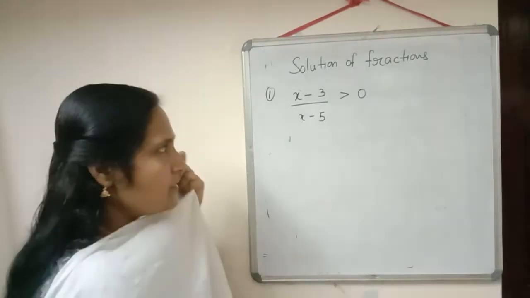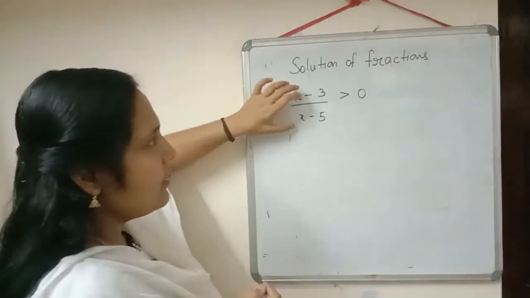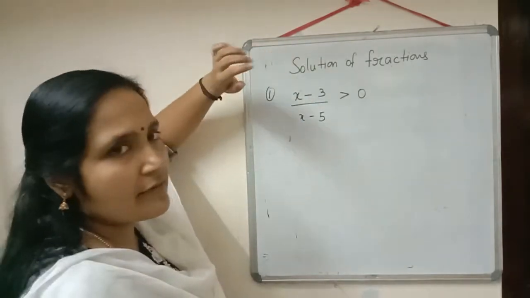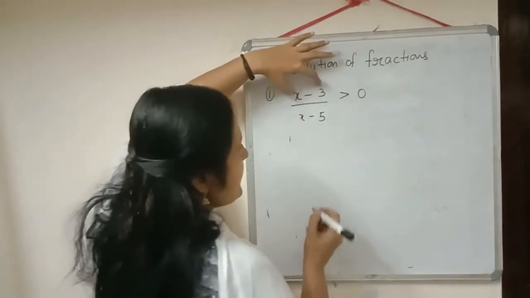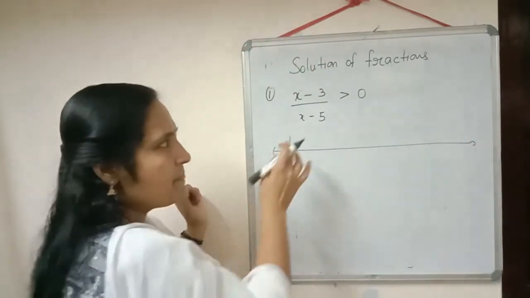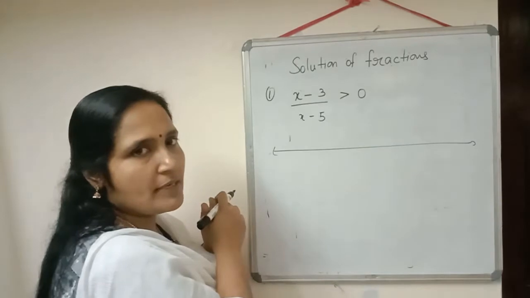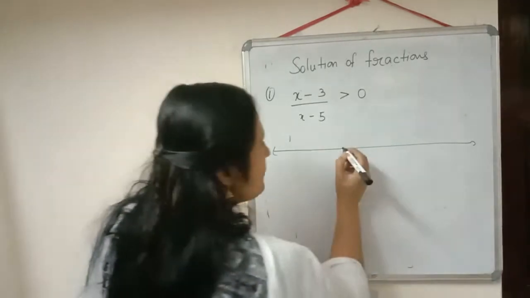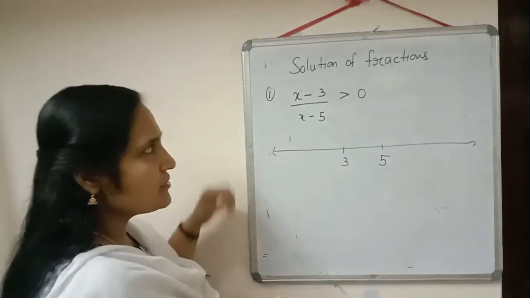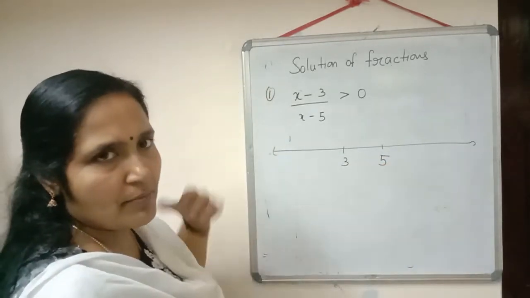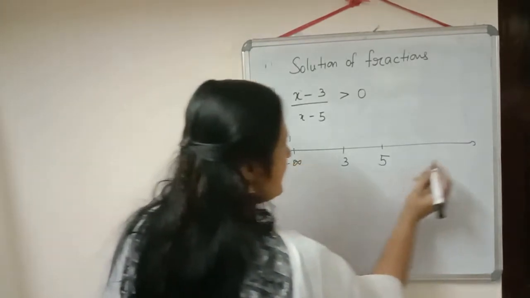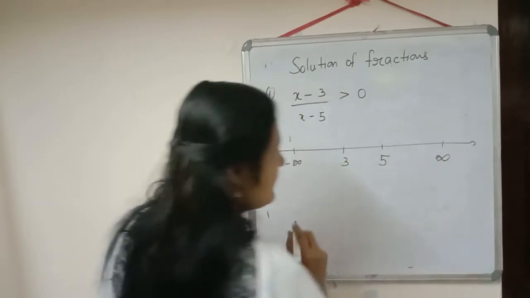Okay. So the next method. We have two numbers here. Just check when these numbers will give 0. When x minus 3 is equal to 0, x will be equal to 3. And x minus 5 is equal to 0 means x is equal to 5. So we have the 2 points as 3 and 5. At these 2 points only our numerator and denominator will become 0. Then here we can write minus infinity and here we can write plus infinity.